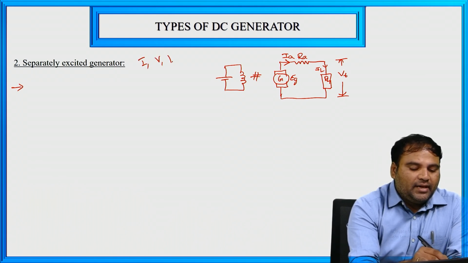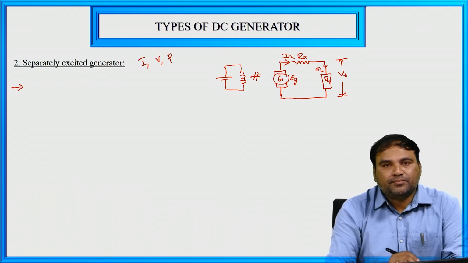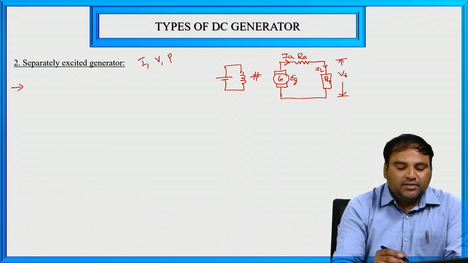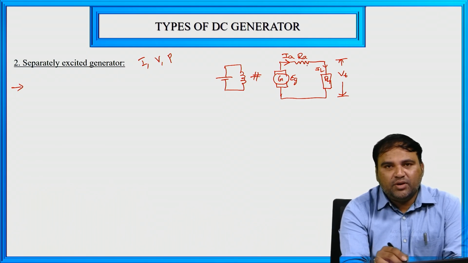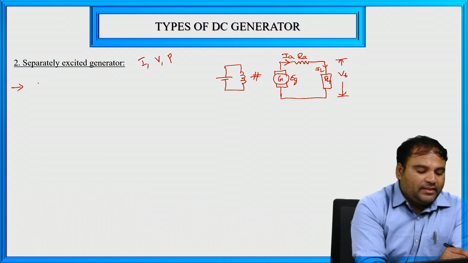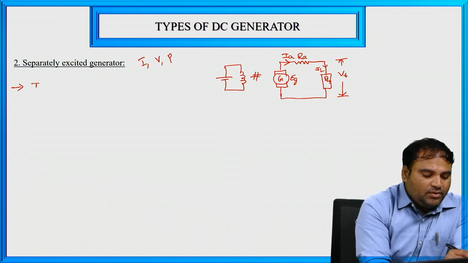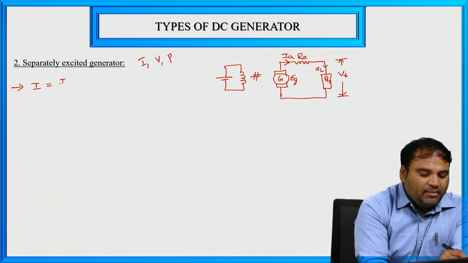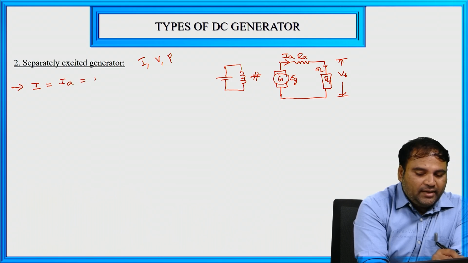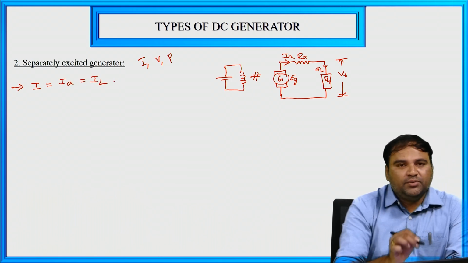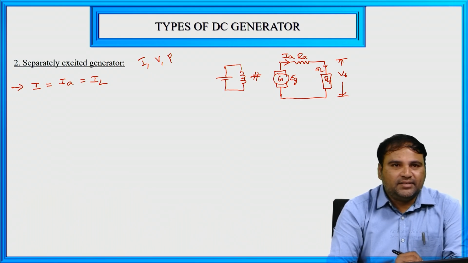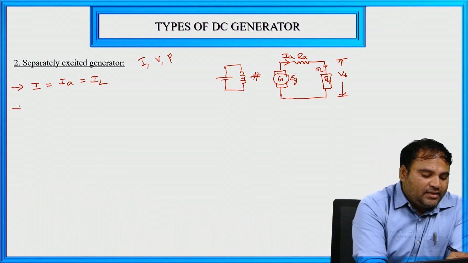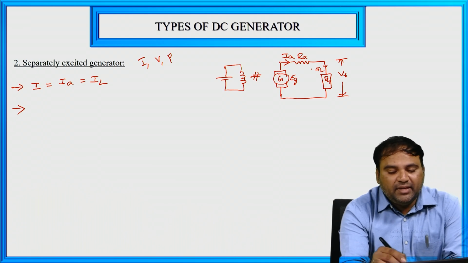Now for the separately excited DC generator also we need to write the current, voltage and power relations. Current relation: IA is same as IL. Because RA and RL are connected in series, the currents are the same. So the total current is the same as IA and IL. So IA is equal to IL. That is the current relation.